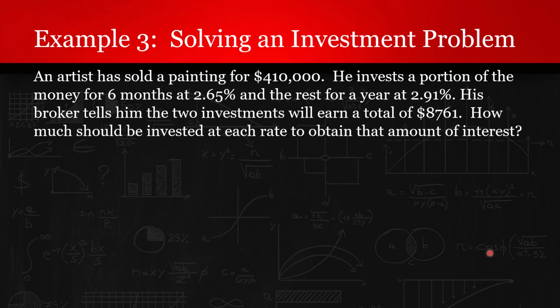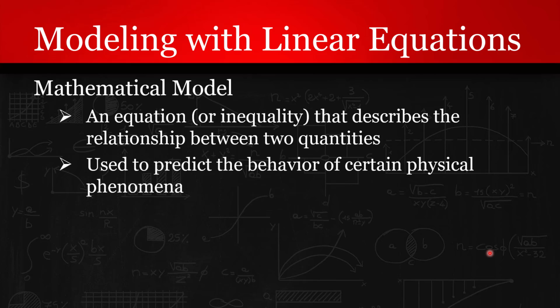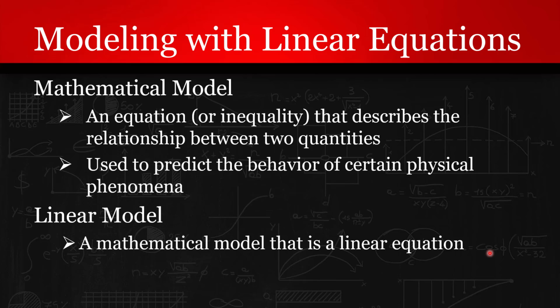Okay, so that is pretty much what we have for word problems. The other kind of word problems you are going to be dealing with are linear models. And what is a mathematical model? Well, basically, a mathematical model is an equation or an inequality that's used to describe the relationship between two or more quantities. It's used to predict the behavior of a certain physical phenomenon, or perhaps a certain contrived phenomenon or an economic phenomenon. And of course, if those models are linear equations, then we have a linear mathematical model.